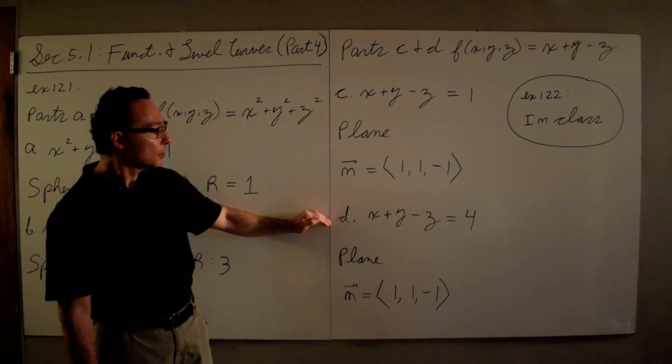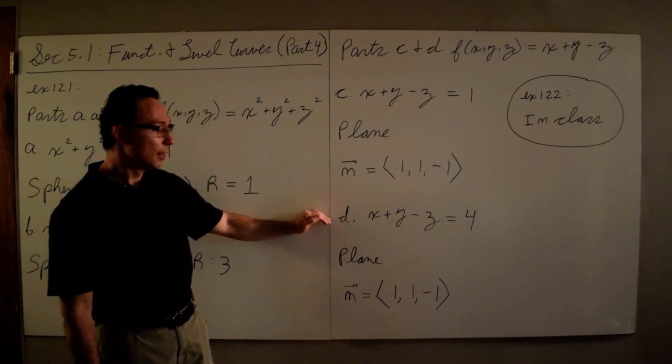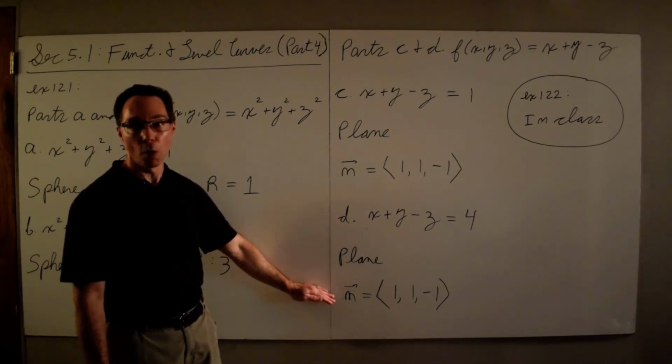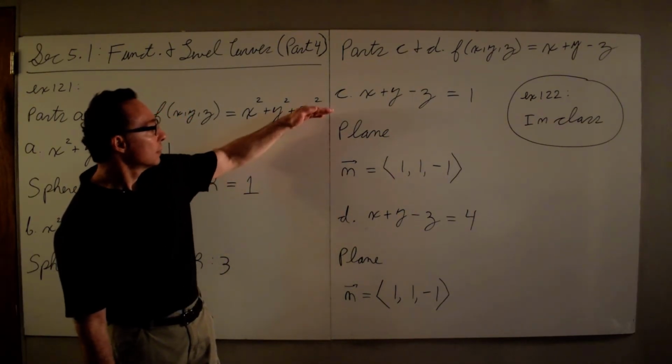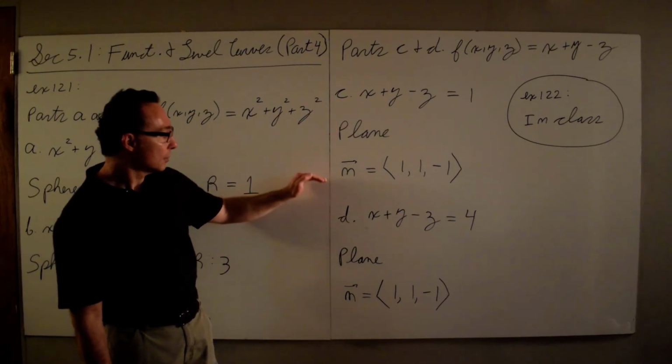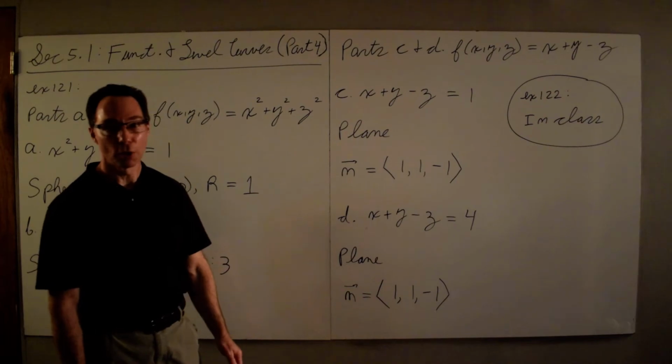For x plus y minus z equal to 4, it's similar. We have a plane with normal vector 1, 1, negative 1. They're different planes. So the plane in C and the plane in D are different. They're parallel because they have the same normal vector, but they're different planes.